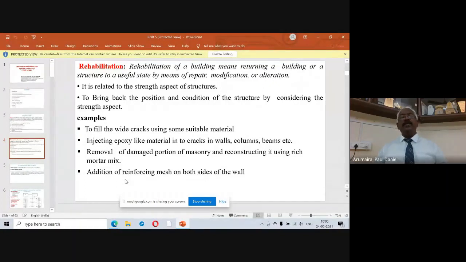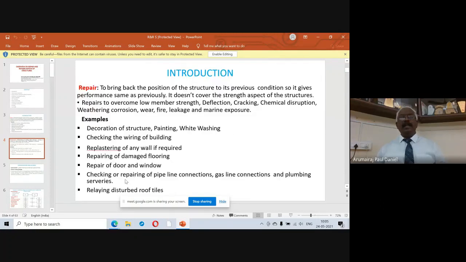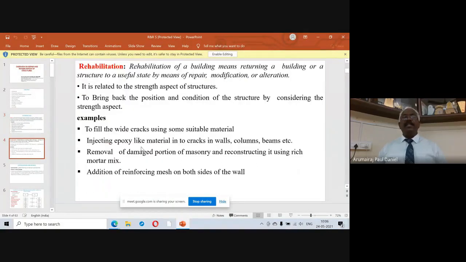In a few cases, we may not be interested in rehabilitation because it involves cost aspects, and we may stop with some repairs. Under repair, you see decoration of structures, painting, routine things only as repairs, nominal repairs, which may not require any retrofitting or rehabilitation. Coming to rehabilitation, it is related to the strength aspects of the structure and to bring it back to its original condition by considering the strength aspect.